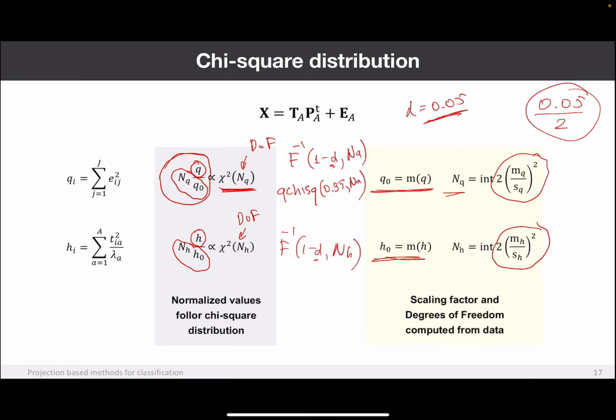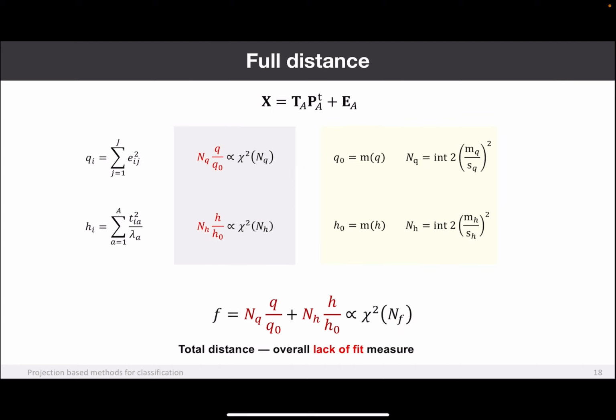Okay. However, we can also use this to compute a triangular rule. In this case, we combine these two scaled distances together. You can see this is a scaled q distance, this is a scaled h distance, and then we simply take a sum of these two distances. We know from PCA that when we add more components, the q distance becomes smaller and the h distance becomes larger, and vice versa. So these distances actually relate to each other, right? The result we'll call an f distance, and it also follows a chi-square distribution with nf degrees of freedom, and nf is a very simple thing. It's just a sum of nq and nh.